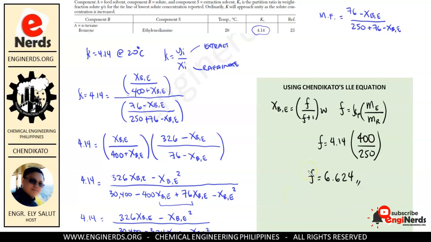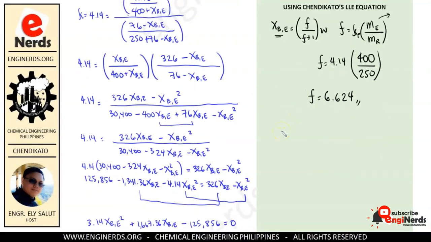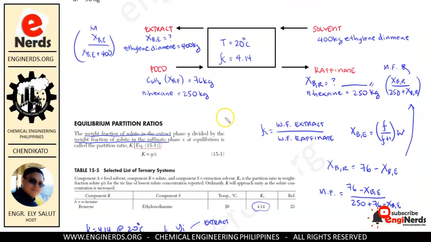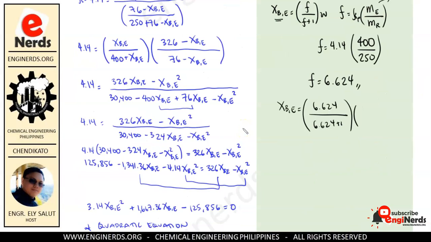So dahil ang numerator natin is extract, ang makukuha natin is yung amount ng solute na nasa extract. Kaya XBE because E is for extract, no? So we have XBE is equal to yung F natin which is 6.624 over 6.624 plus 1 times W. Ano yung W natin? Yung amount ng solute na nasa feed which is 76. Ito yun, itong nakikita natin dito. Okay? So 76, I will write here 76.